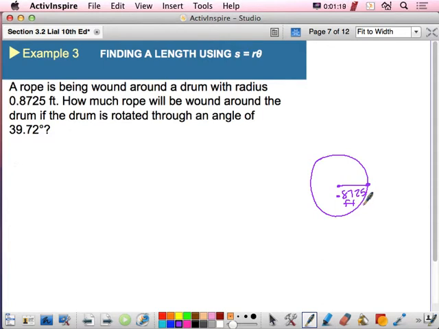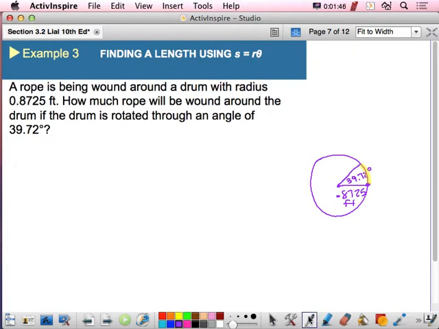We do our garden hose like that. We put it on a spool and we wind it up to keep it out of the way. So that's what's going on here. And I rotate 39.72 degrees. I want to know how much rope is now attached to that drum. So I'm looking for the arc length. That's the first thing you have to do, is recognize this as an arc length problem.